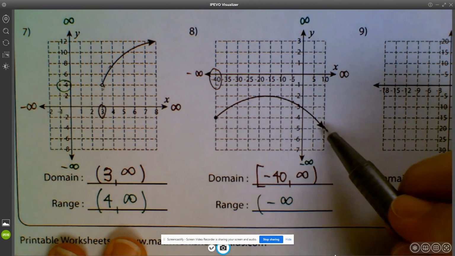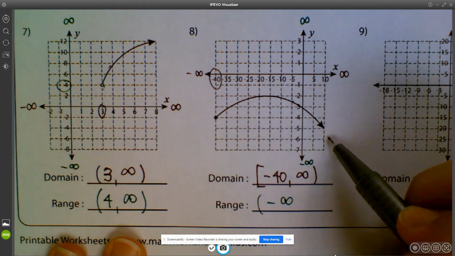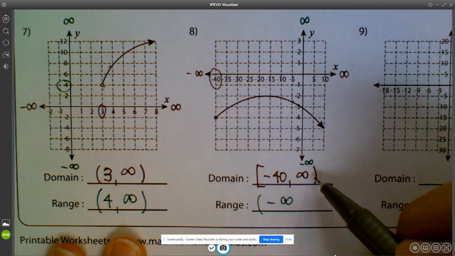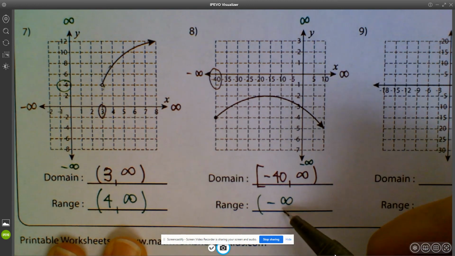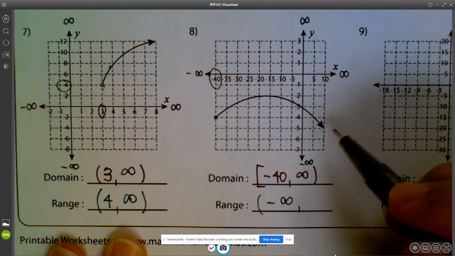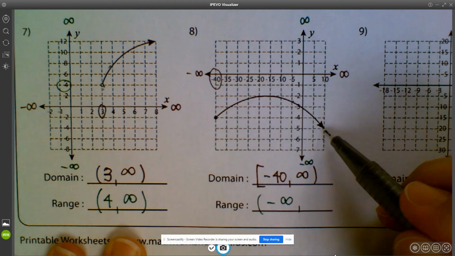And notice, even though this is still going down, it's still going to the right. So going to the right forever goes to infinity on the domain. Going down forever goes to negative infinity on the range. So remember, this arrow has two meanings. You have to consider both directions.